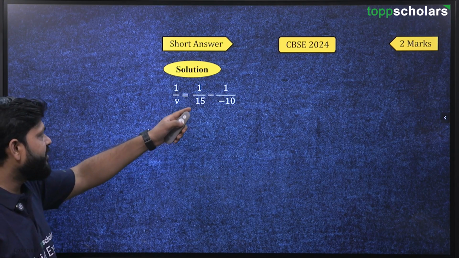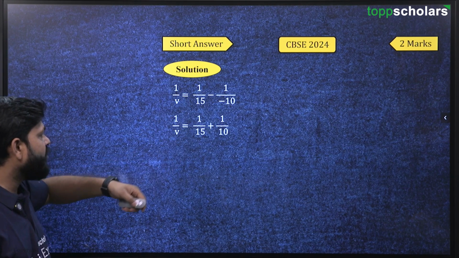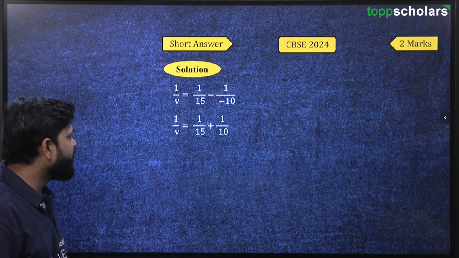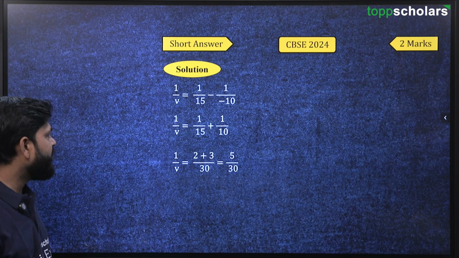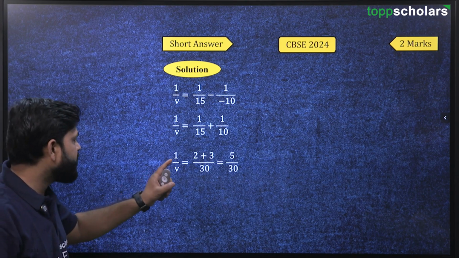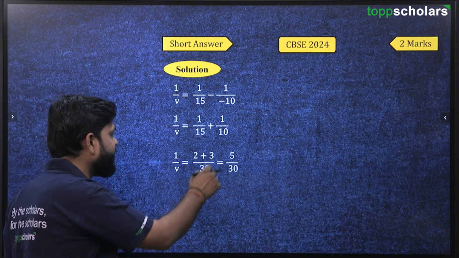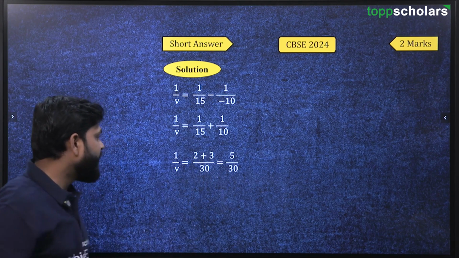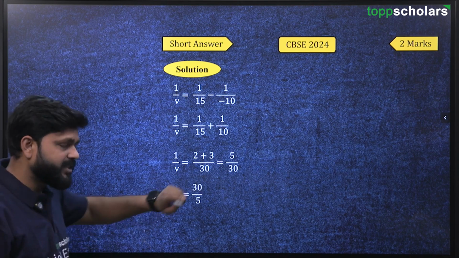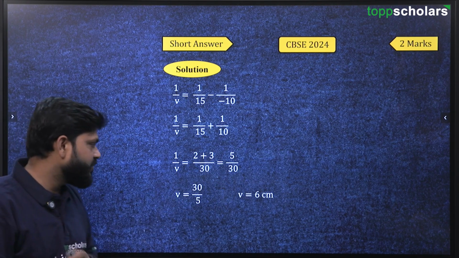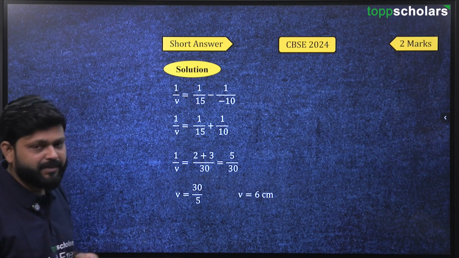So 1 upon 15 minus 1 upon 10. Here minus and minus will become plus, and the LCM gives 15 into 10 upon 15 plus 10. If you solve this, you will get 5 upon 30, which is 1 upon V. To find V we take the reciprocal, so we get 30 upon 5, that equals 6. So 6 centimeter is the image distance.